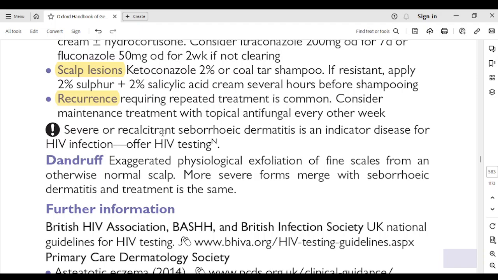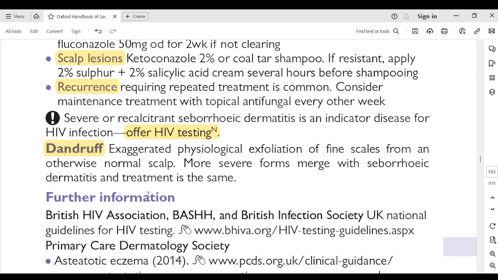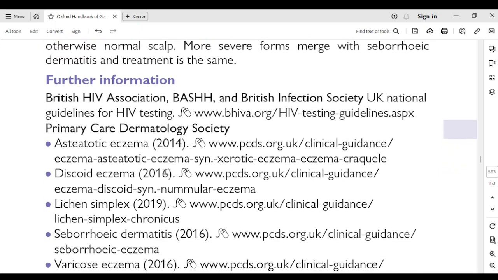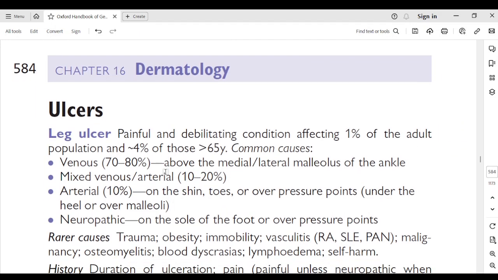Severe or recalcitrant seborrheic dermatitis is an indicator for HIV infection. Offer a HIV testing. Dandruff. Exaggerated physiological exfoliation of fine scales from an otherwise normal scalp. More severe forms merge with seborrheic dermatitis and treatment is the same for both. Further information, you can visit these websites.